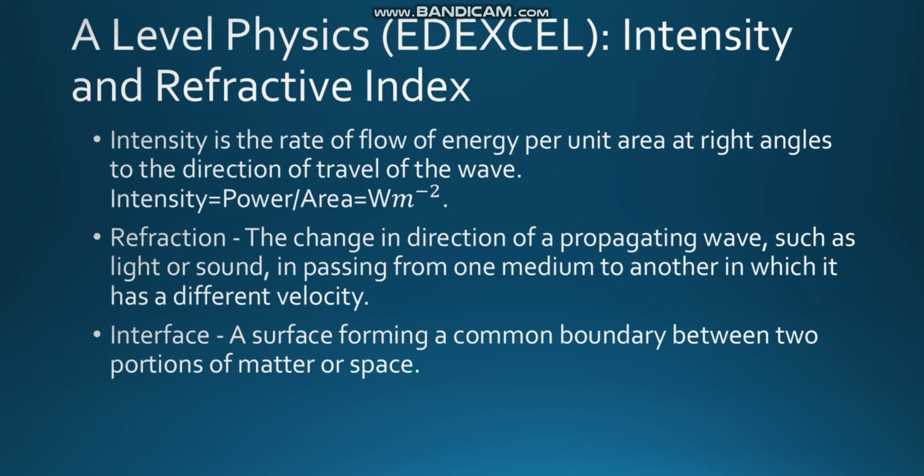Now, we also have to look at refraction. Refraction itself is the change in direction of a propagating wave, such as light or sound, in passing from one medium to another in which it has a different velocity. We also have to look at the interface. An interface itself is a surface forming a common boundary between two portions of matter or space.